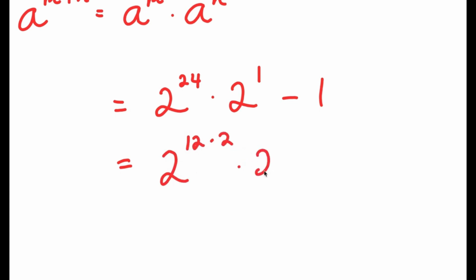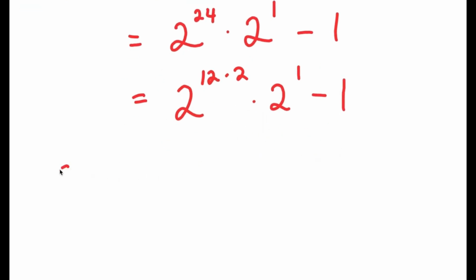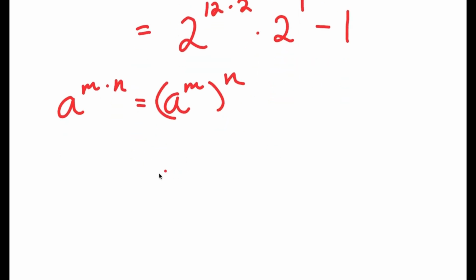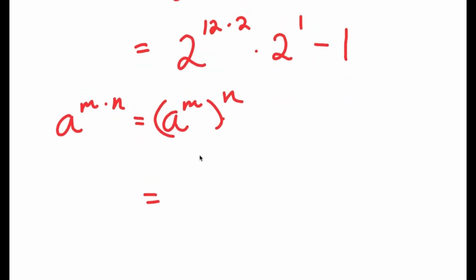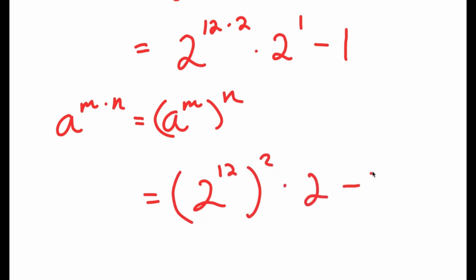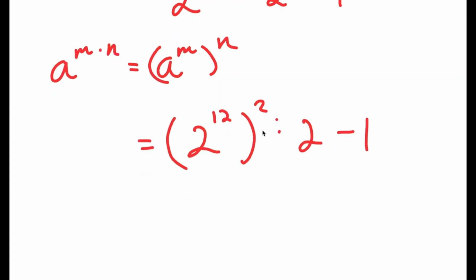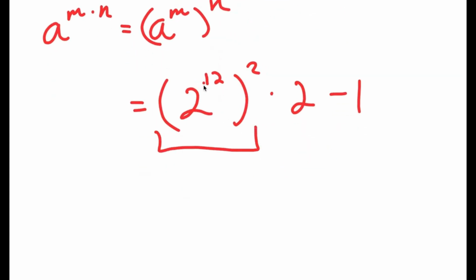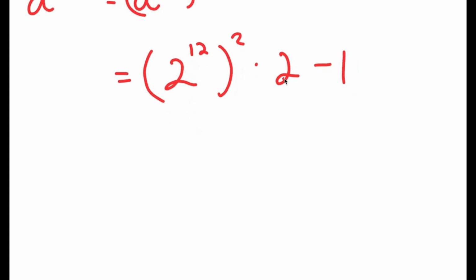And another property of exponents is that if I have something in the form a to the power of m times n, this is equal to a to the power of m, to the power of n. So 2 to the power of 12 times 2 is going to equal 2 to the power of 12 to the power of 2. And I have this times 2 minus 1. So now I'm actually going to plug in the actual value of 2 to the power of 12 because 2 to the power of 12 is small enough where we know the exact value of it.